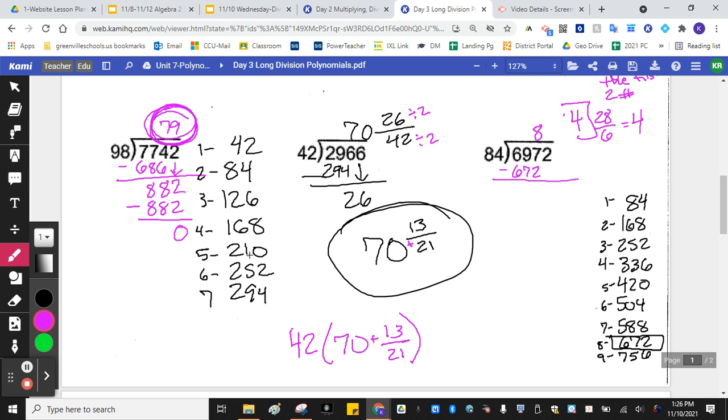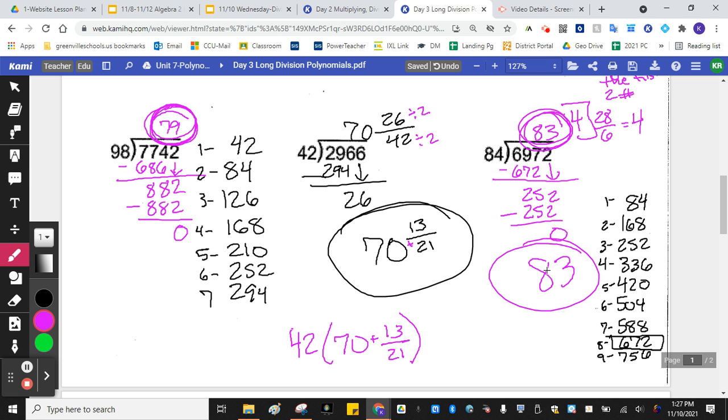You want to put the stuff in front. I'm just trying to bring down the 2. 252 goes in 3 times. 84 times 3 is 252. Subtract them, then you get 0.